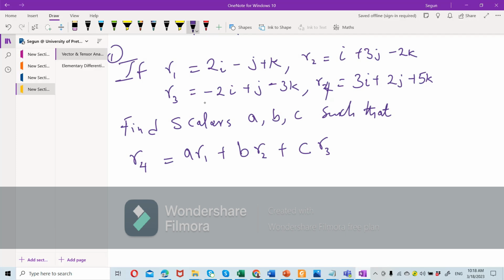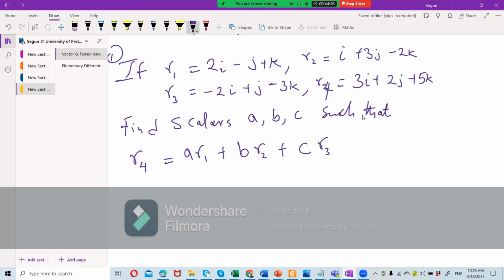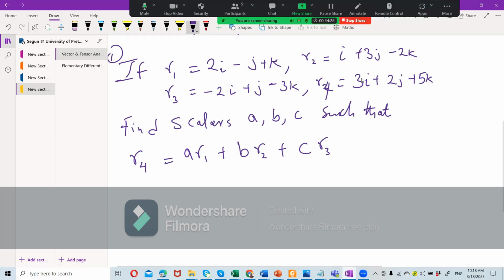How many of us remember this question from the last class? I haven't gone through the last class. Okay, let me solve it. You still need to go back and try to solve it. How do we solve this problem when I have this question? The solution is here.